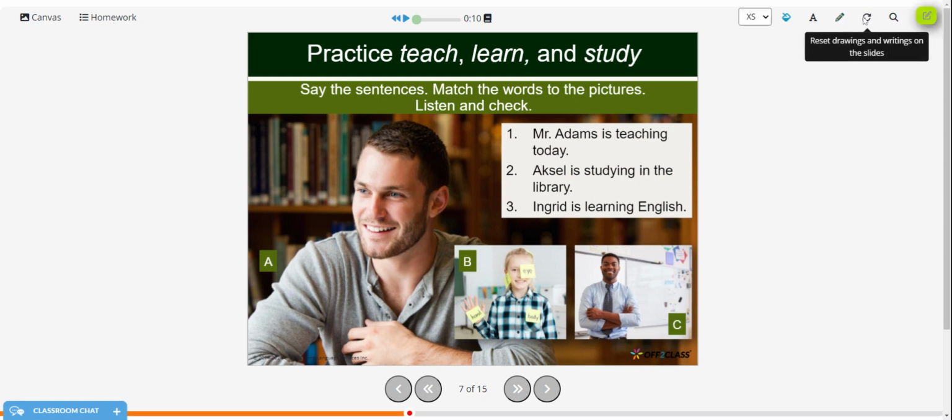So picture A would go with number 2. Axel is studying in the library. Picture B, Ingrid is learning English. And picture C, Mr. Adams is teaching today.